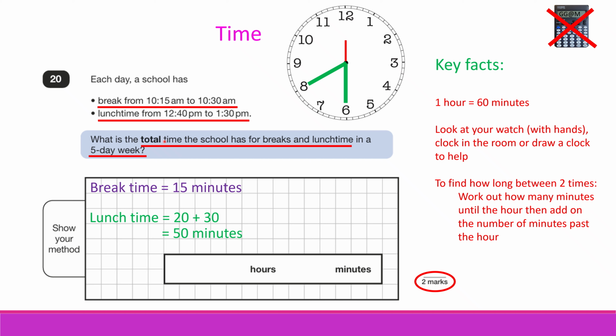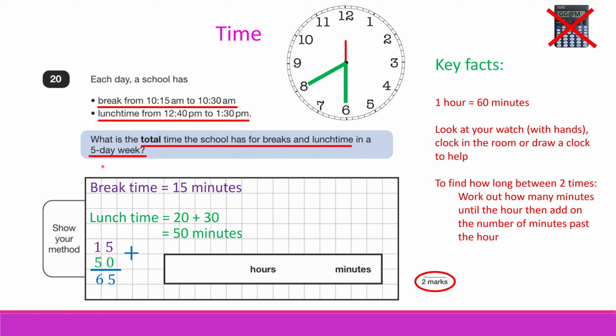Now we've got to work out the total time. So we need to add these 2 numbers together. So 50 minutes plus 15 minutes is going to give me 5 plus 0 is 5. 1 plus 5 is 6. So that is 65 minutes. Now the answer has got to be in hours and minutes.